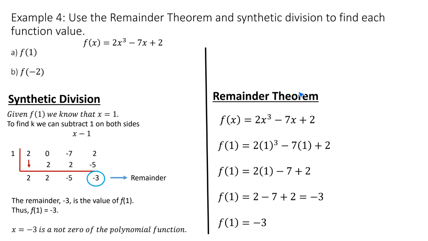What that's going to tell us is, and to use the remainder theorem, all we're going to do is substitute the 1 in for every x. So I'm going to have 2 times 1 cubed minus 7 times 1 plus 2. So we get 1 cubed is 1 times 2 is 2, and then minus 7 plus 2, and that gives me a negative 3. So you can see here that negative 3 is the same answer that we get. So to find the remainder, you can use synthetic division, or you can use the remainder theorem.